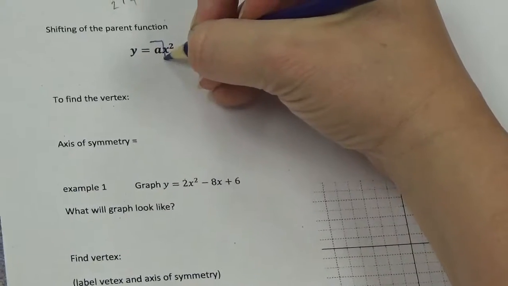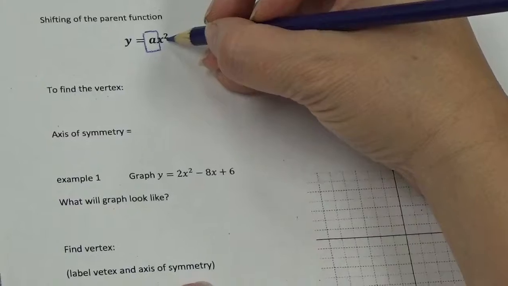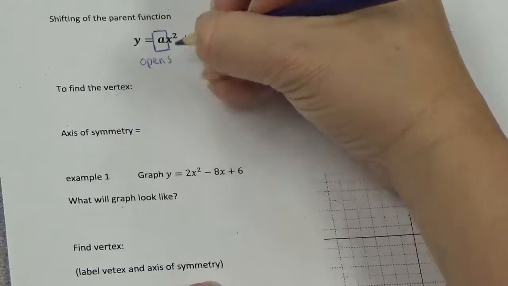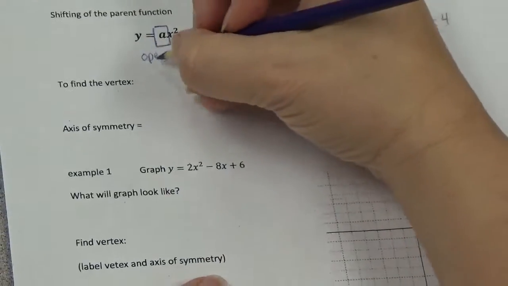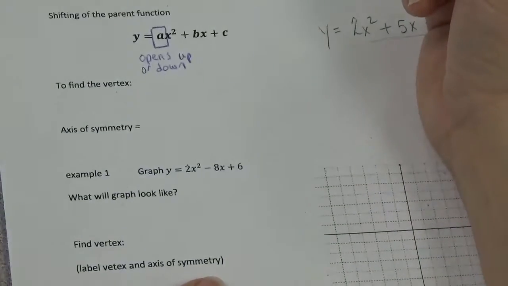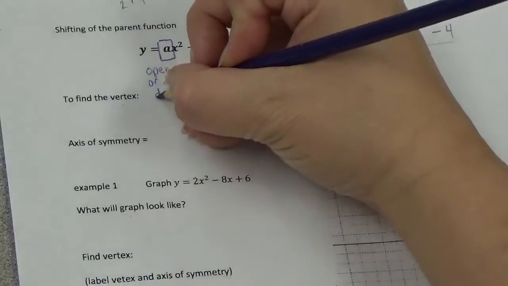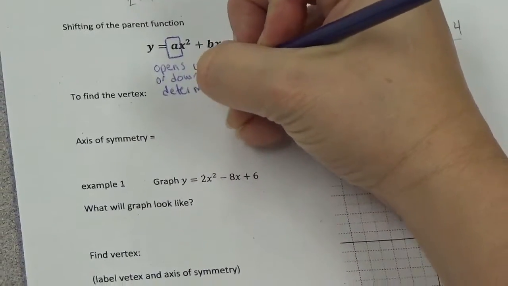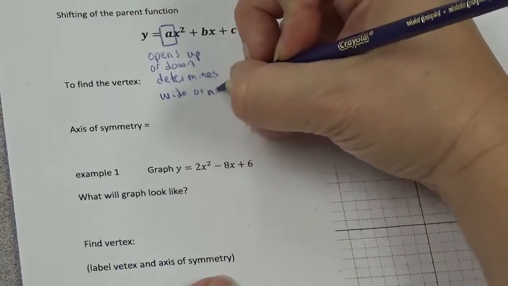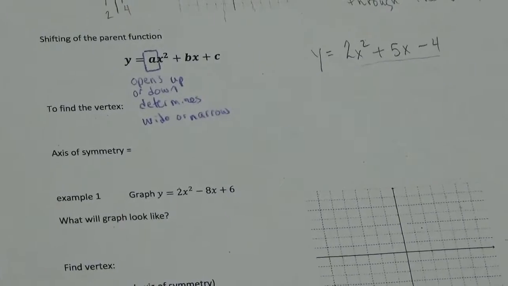This spot, if there's a number that comes before the x squared, that spot is going to tell you if your parabola opens up or down. It's also going to determine how wide or how narrow the parabola is. So it determines wide or narrow. And I'll talk about why that happens when we do an example.